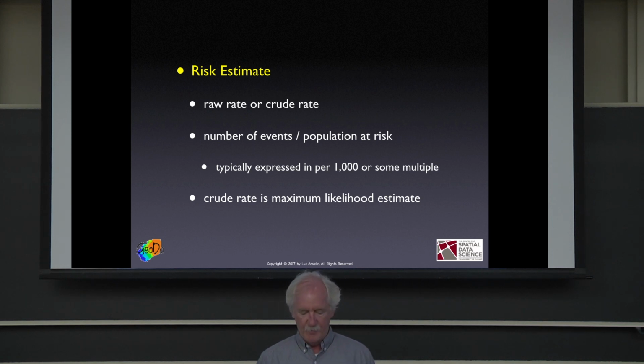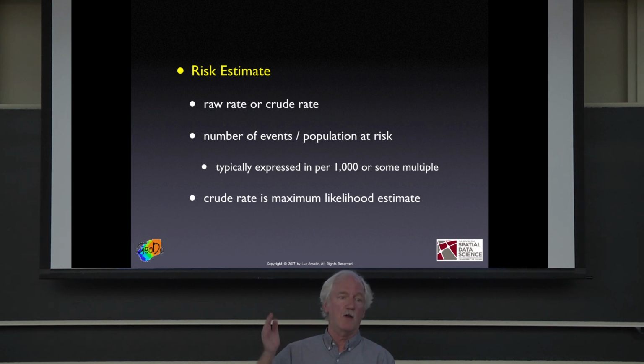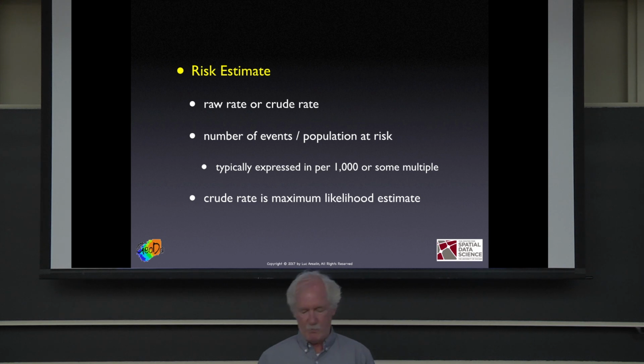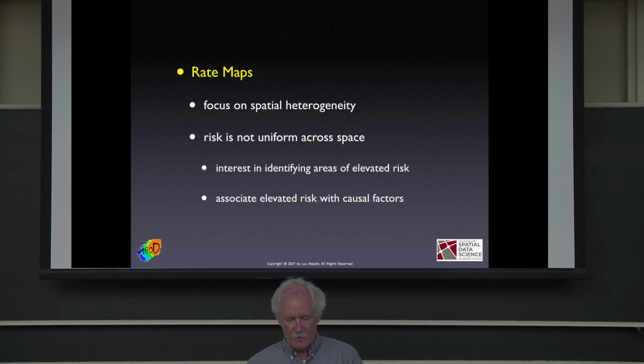As it turns out, and I don't want to get too technical, this crude rate, in some sense, is optimal. It's the maximum likelihood estimate. Maximum likelihood is, in classical statistics, the gold standard. It is unbiased, meaning on average it's on target. So on average, you get the right estimate of the risk. But there's a problem with it. We'll get to that later.